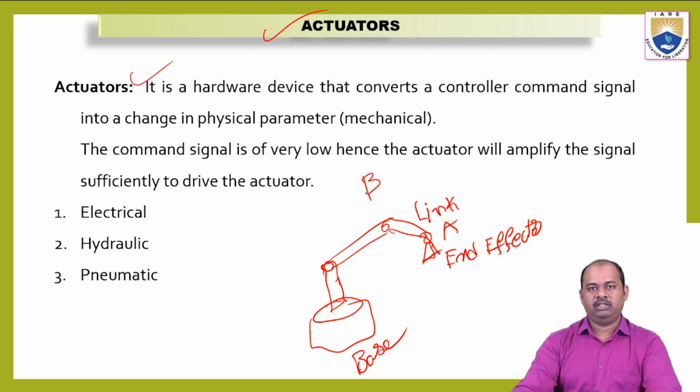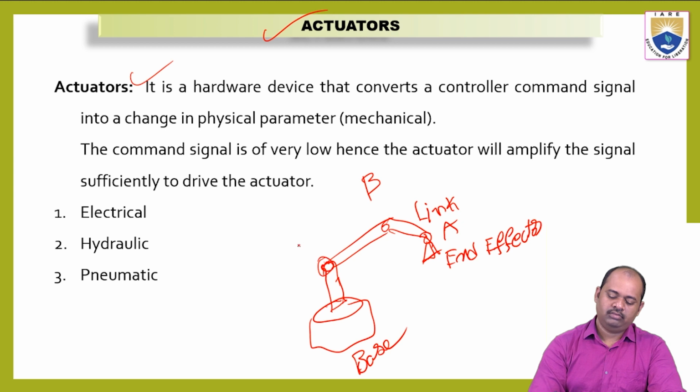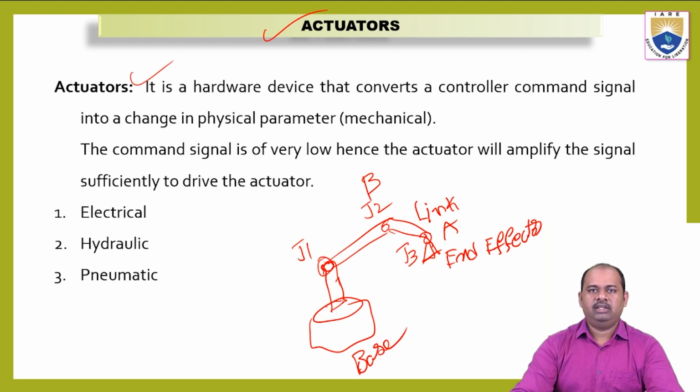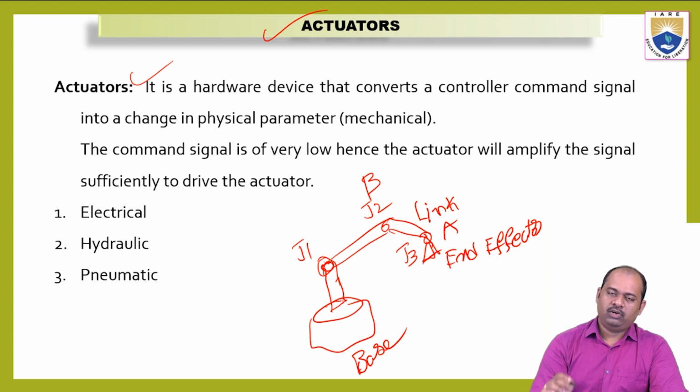Whenever this robot is given an instruction to move from point A to point B, it will take the signal from the controller and the signal is converted into physical form with the help of an actuator. Here we can see there are different joints: joint 1, joint 2, joint 3. All these joints will have some actuators. These actuators can create linear or rotational motions. The linear or rotational motion which is caused by a device, that device is called an actuator.